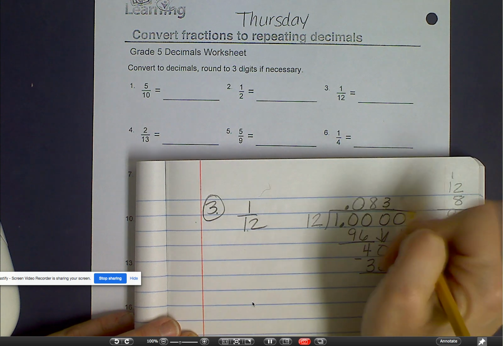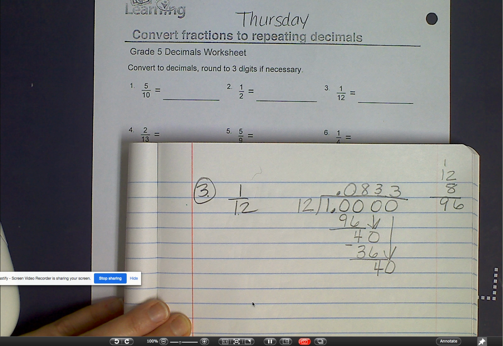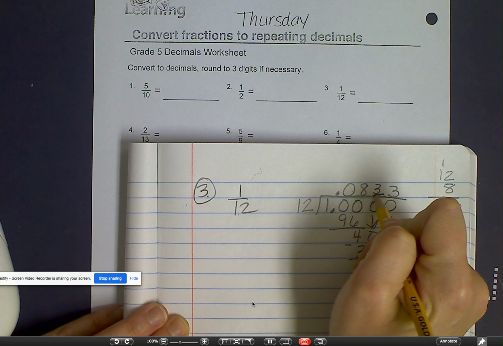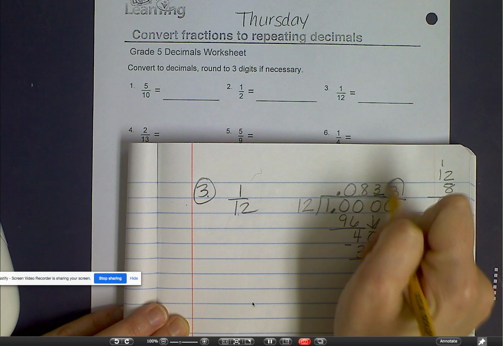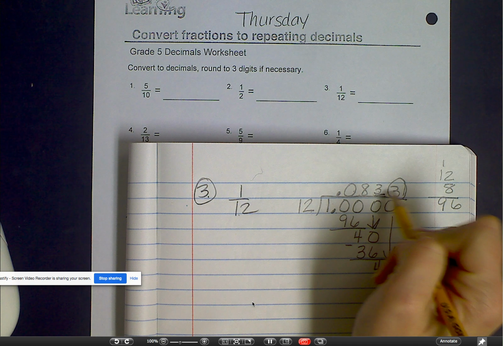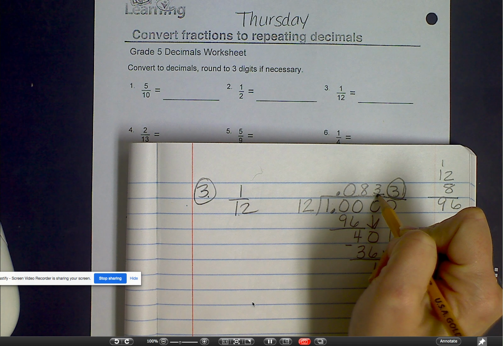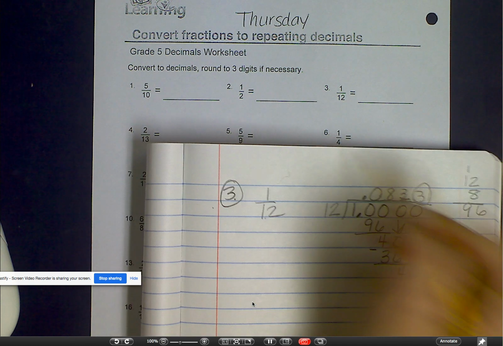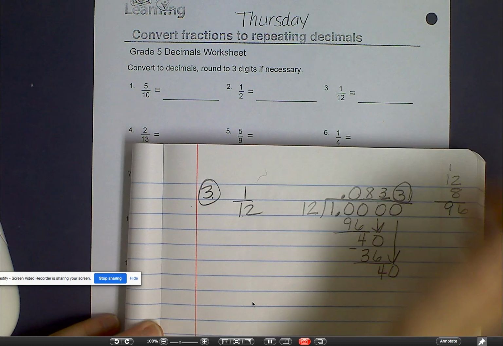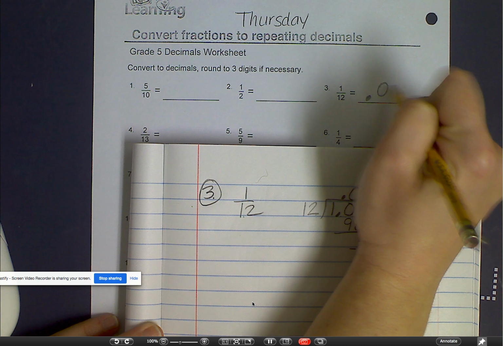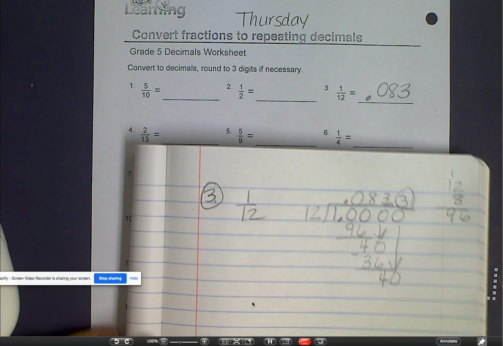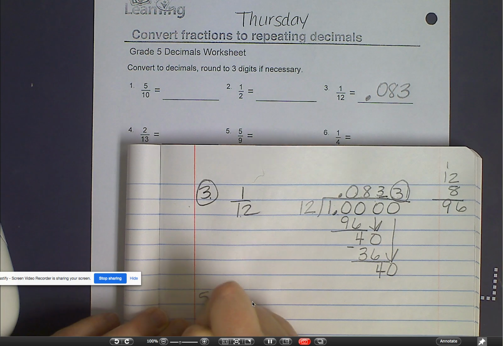So 12 goes into 40 3 times. I can stop right there because I have my 4 digits. So I'm going to underline the 3 because that's the 3rd digit. And then I'm going to circle this 3. That 3 is going to determine whether this is going to go to a 4 or stay a 3. 3 on Round Mountain is not big enough to cause that to go up to a 4. So the answer to number 3 is decimal 0.083 or 83 thousandths.